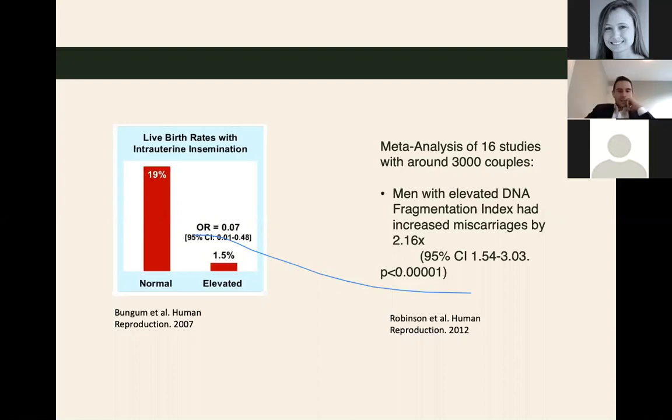It's a very impressive study. It was done in 2012. This is a similar study about live birth rate. So they went through pregnancies and studied how many pregnancies ended up with a live, healthy baby. They found out that people who had elevated DNA fragmentation index were really at a disadvantage compared to the normal people.